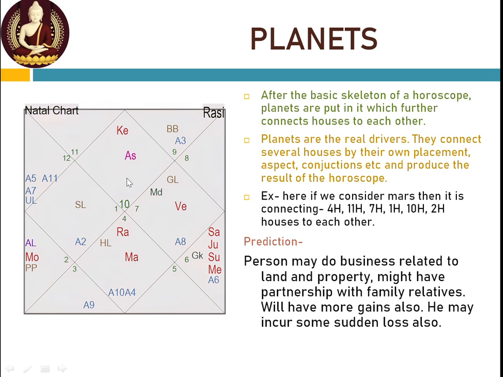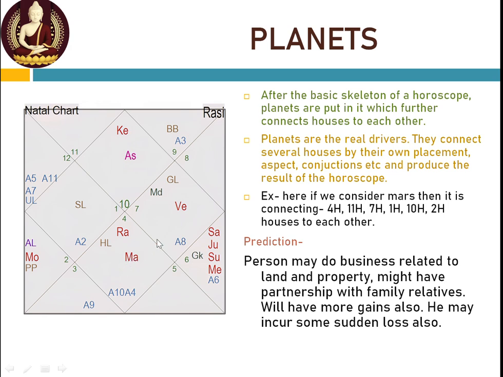This is the Capricorn ascendant. Why? Because the Capricorn sign is falling in the Lagna. Then the Aquarius sign in the second house, the Pisces sign in the 12th house, etc. Now, the seventh house has the sign of Cancer. Rahu and Mars are sitting there. Now, Mars is the lord of the fourth house as well as the 11th house. So these two houses are already connected, and Mars is sitting here. So Mars is connecting the fourth house, the 11th house, and this seventh house to each other.